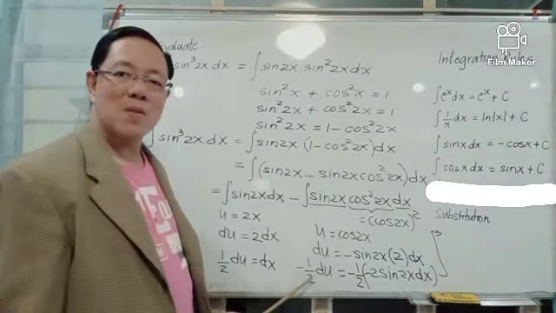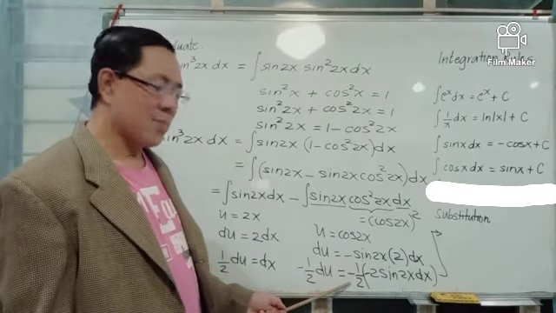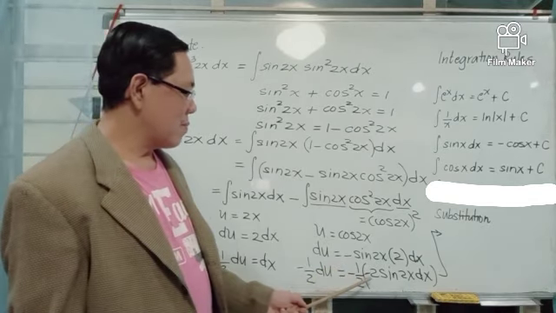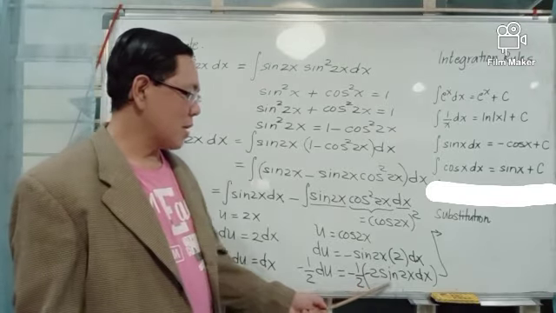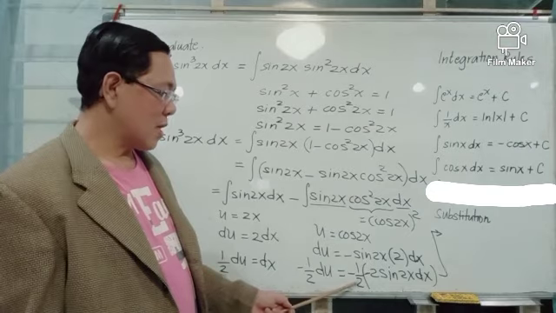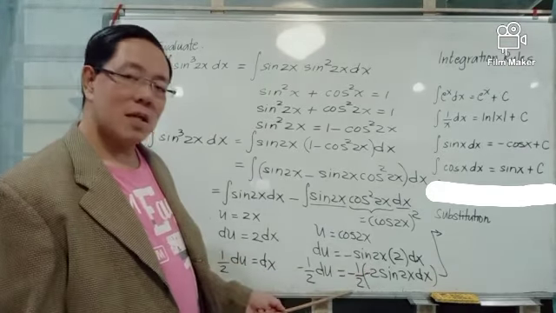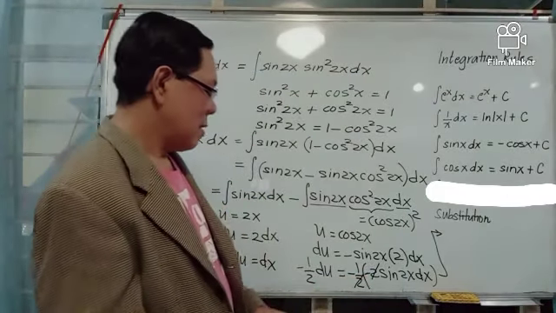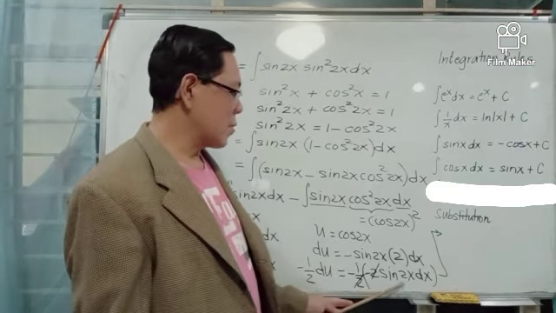We multiply both sides by negative 1/2. The right hand side is negative 1/2 multiplied by negative 2 times sine 2x dx. From the right hand side, negative times negative is positive and 2 will cancel out. Hence, the right hand side simplifies to sine 2x dx.